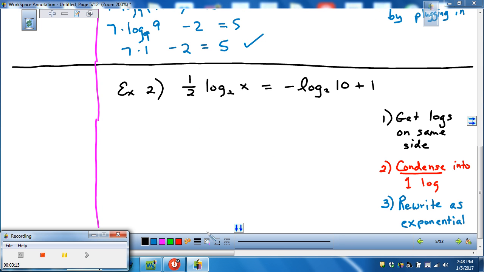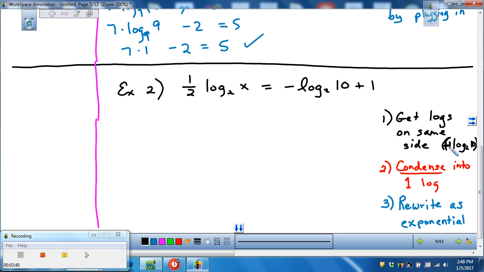Okay, now for example 2. We have 1/2 log base 2 of x is equal to negative log base 2 of 10 plus 1. Step number 1, we need to get our logs to the same side of the equation. We're going to leave the 1 over here on this side. I just want my logs on one side, my numbers on the other. And so we're going to do that by adding log base 2 of 10 to both sides.